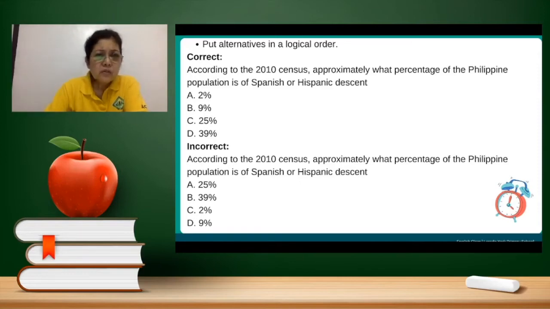According to the 2000 census, approximately what percentage of the Filipino population is of Hispanic or Spanish descent? You will see the arrangement: 2%, 9%, 25%, 39%. But it will be incorrect if you jumble the numbers, neither descending nor ascending. Try to be sure it should be in ascending or descending order.